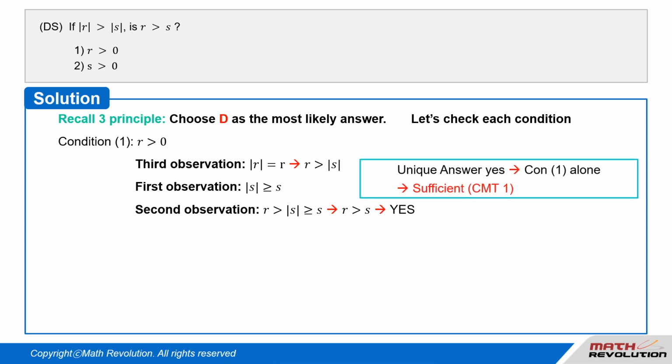The answer is unique yes, therefore, this is sufficient by the common mistake type 1, which means that the answer must be in terms of a unique yes or no. Condition 2 tells us that S is greater than 0.